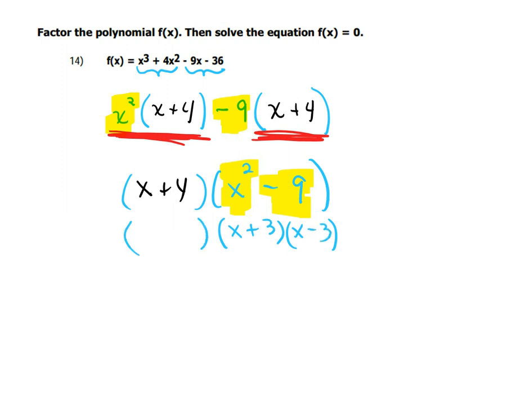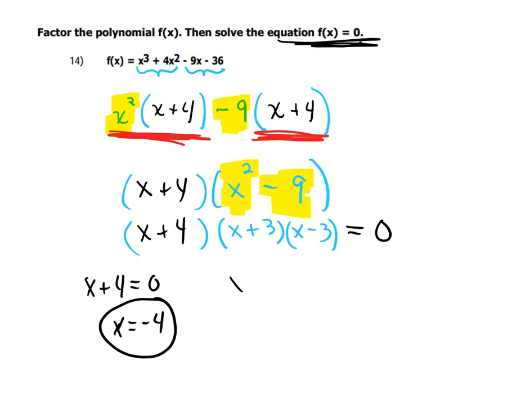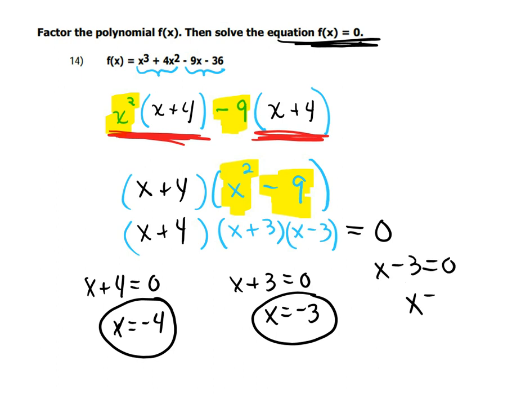Now, once it's completely factored, it said solve the equation for f of x equals 0. So if you just set this equal to 0, either the x plus 4 is your 0, which means x would be a -4. There's one answer. Or your x plus 3 is your 0, which means if I subtract 3 from both sides, I get -3. Or the x minus 3 is your 0, and you'd have to add 3 to both sides, and you'd get 3. So there you go. Those are my answers.